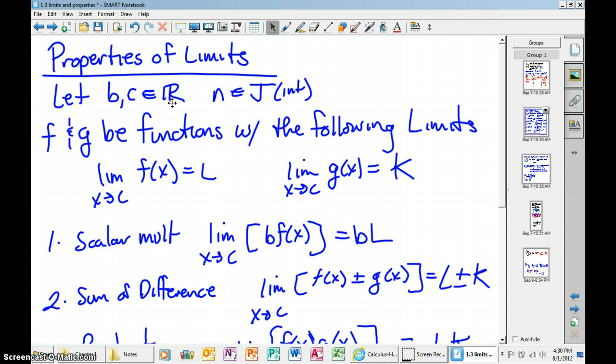This symbol means belongs to the real numbers. That one means belongs to the integers. J is integers, don't ask me. That's what they made up.